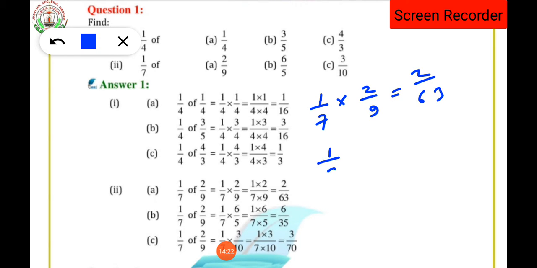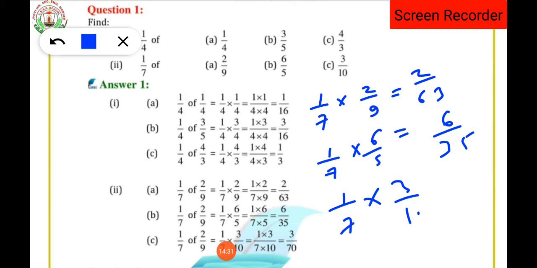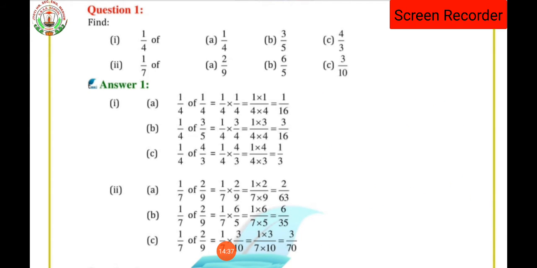Then 1/7 multiplied with 6 upon 5. The answer will be 6 upon 35. Again 1/7 multiplied by 3/10. The answer will be 3 upon 70. Clear? So in this way you have to do the simple multiplication.